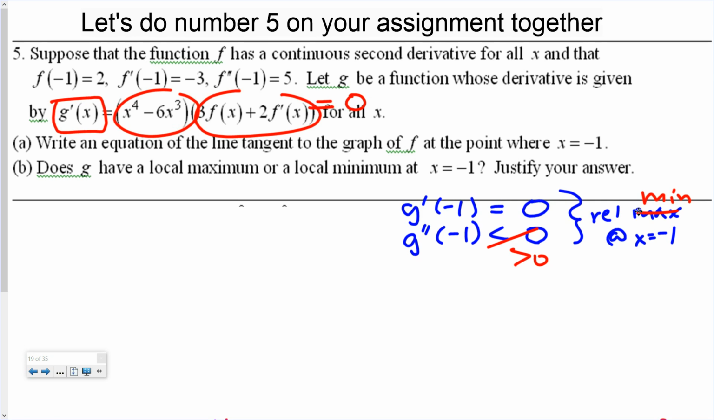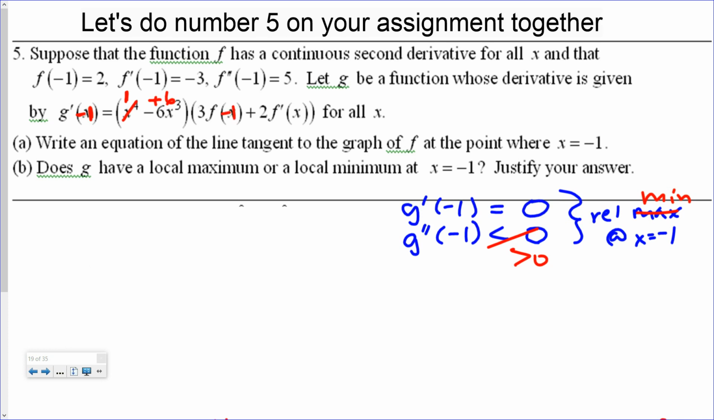Here's my g prime. G prime at negative 1: if I know g prime is just everywhere there's an x, what would you put in? Negative 1. It's not as bad as you think, because if I put in negative 1 here, I just get 1. If I put in negative 1 here, that's negative 6 minus negative 1, which would just be plus 6. Do you see that? It's not as bad as you think.